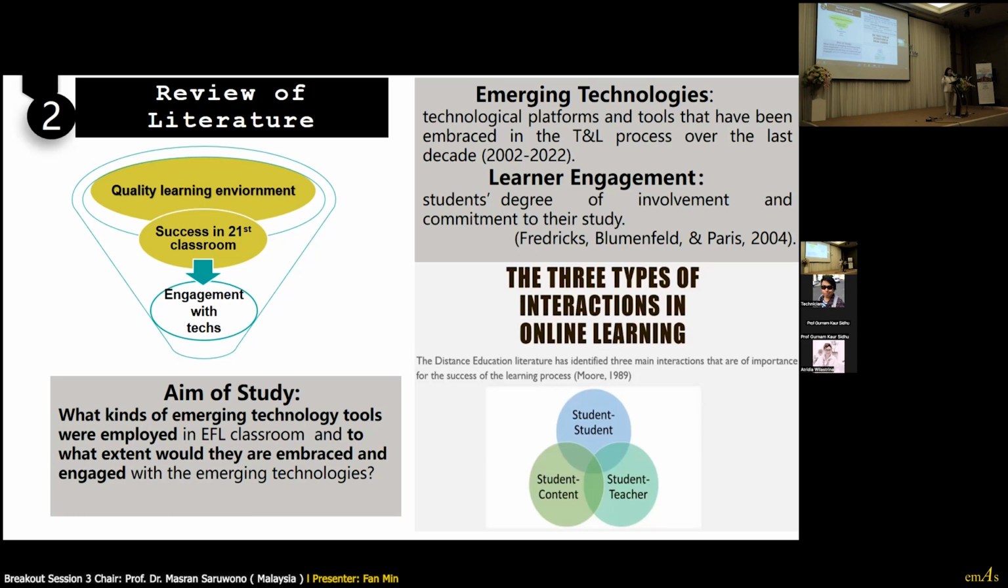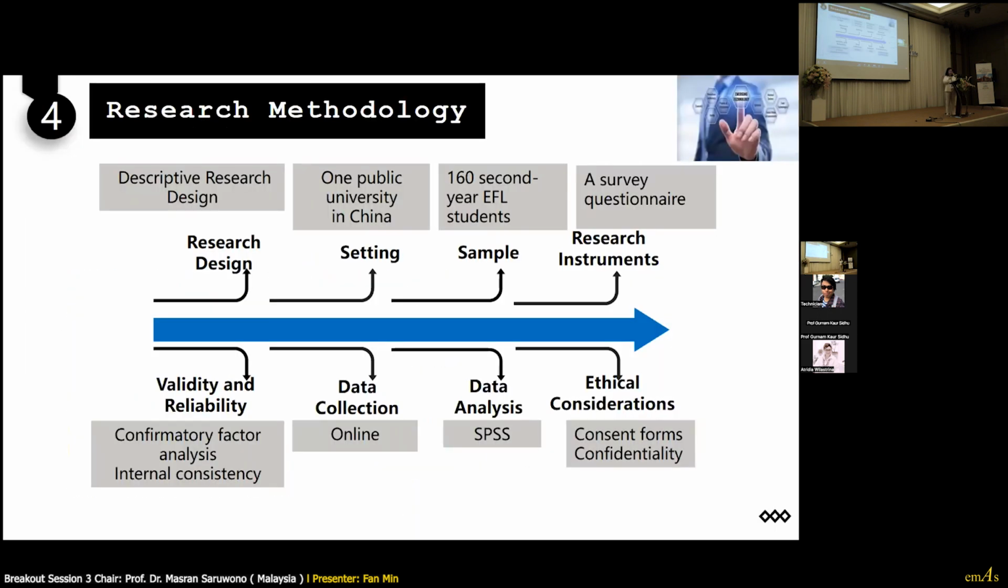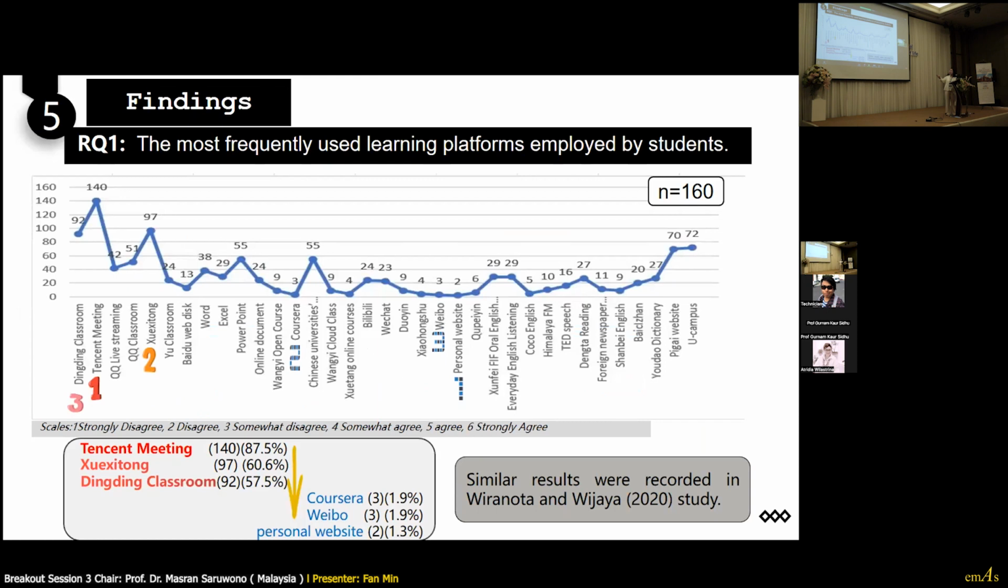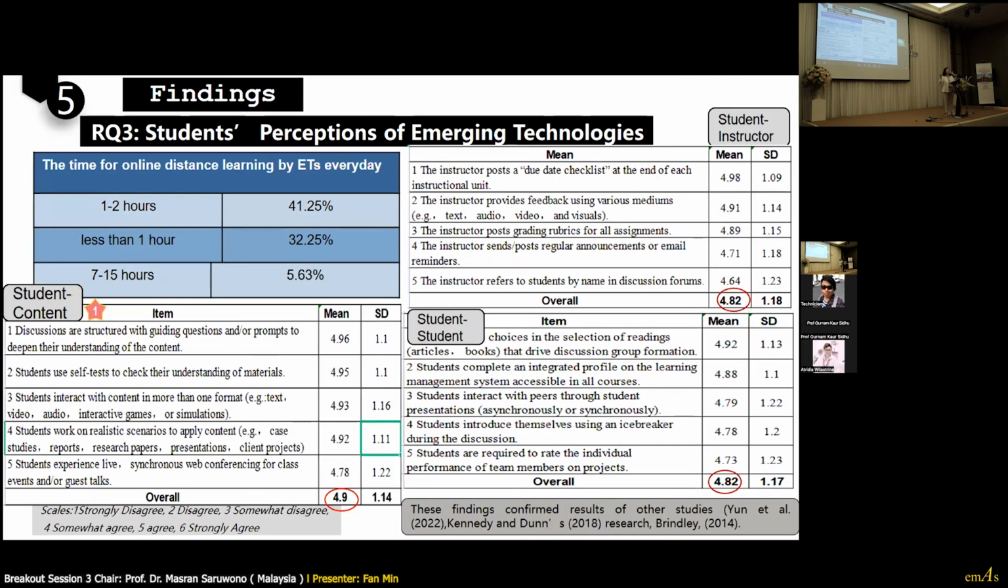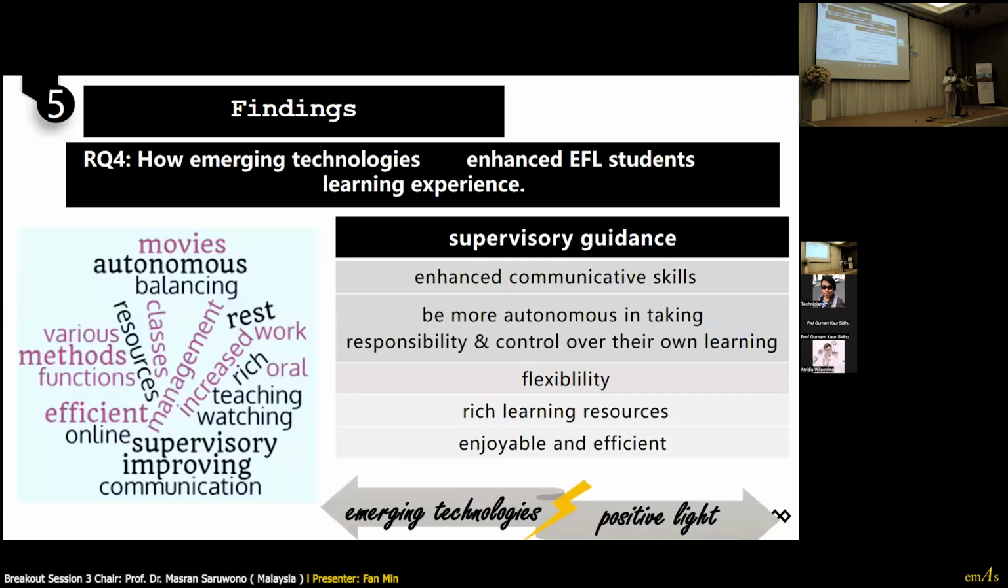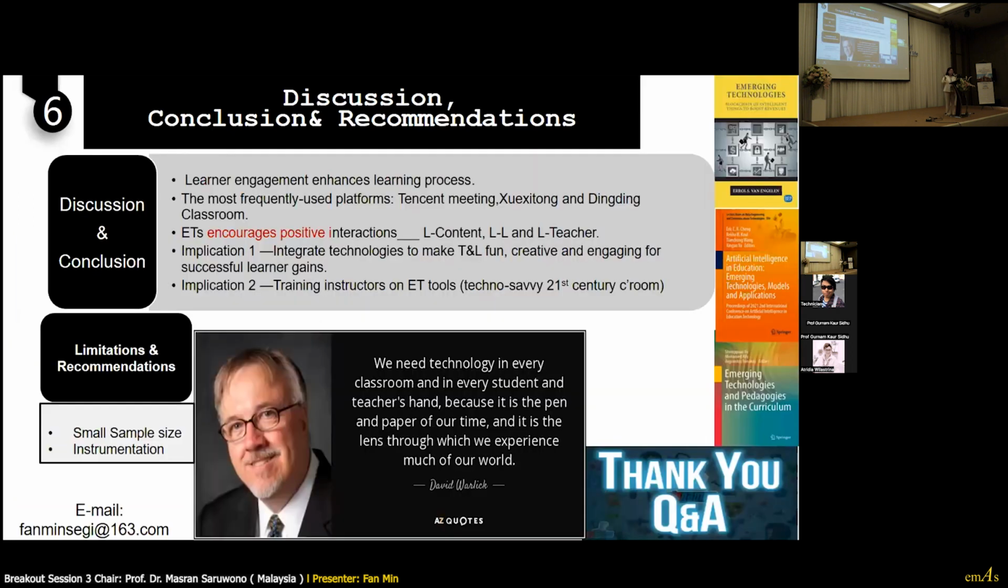So I got this kind of research here. The most popular tools we use in China, and then I just share this part to you. The three different kinds of interactions. There is no difference. So that is the research question: how students view this kind of technology, whether it is useful or not, and whether they have a positive view.